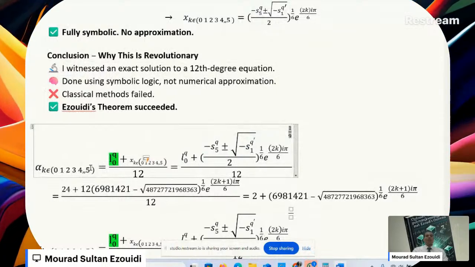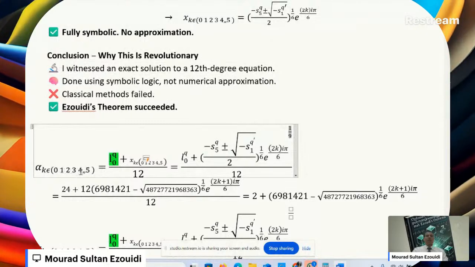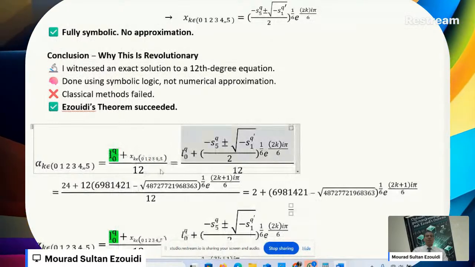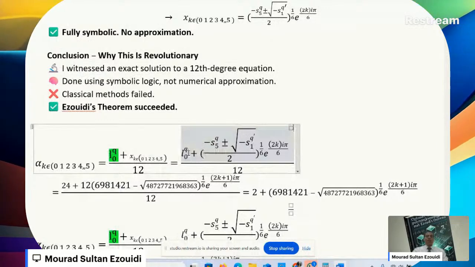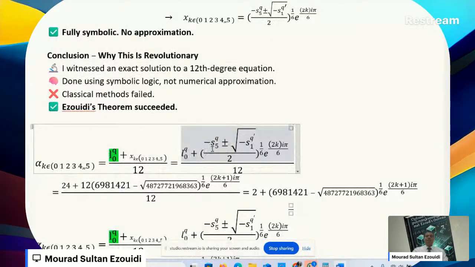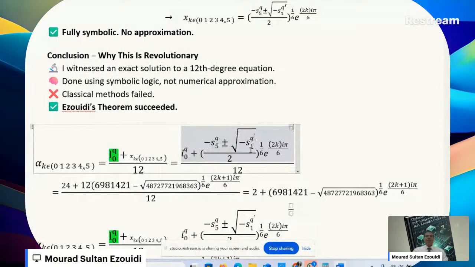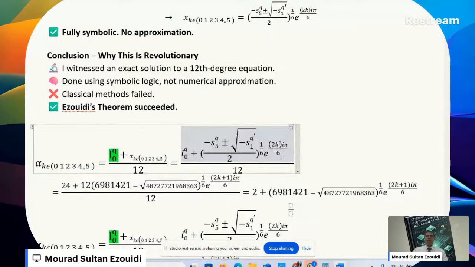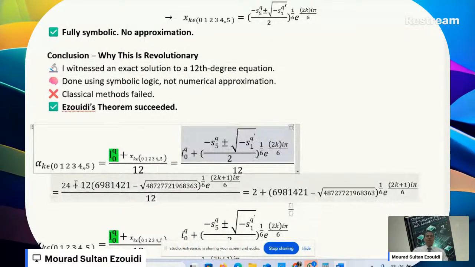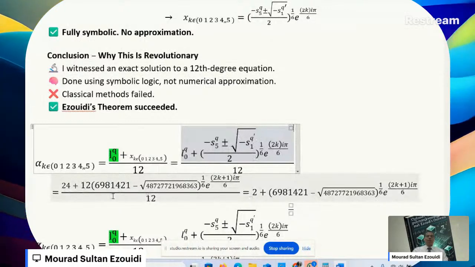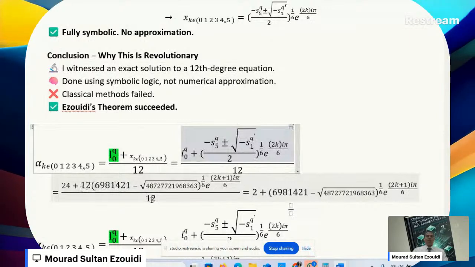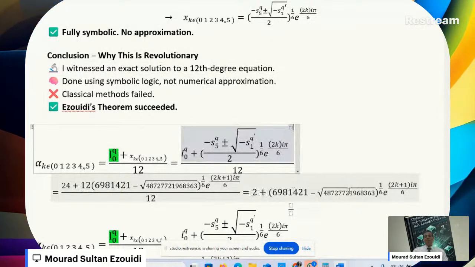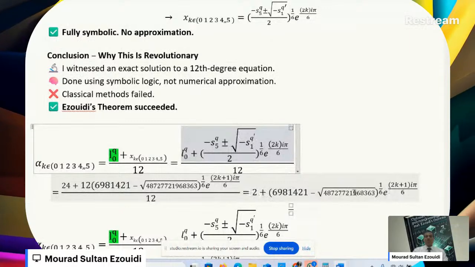So we can say that alpha subscript k from 0 to 5 is L0 42 plus xk from 0 to 5, divided by 12. It will be written as L0 42 plus negative s5 plus negative root of negative s1 42, divided by 2, all raised to the power 1 over 6, exponential to ki pi divided by 6. Just substitution: we divide 24 by 12 and that gives 2, and we divide this expression by 12. So these are the first set of exact roots of the original 12-degree polynomial equation.